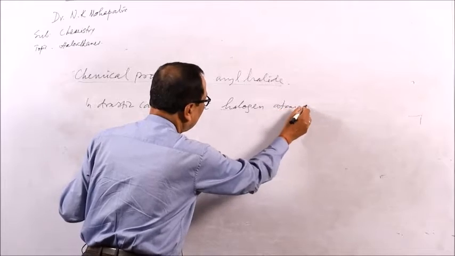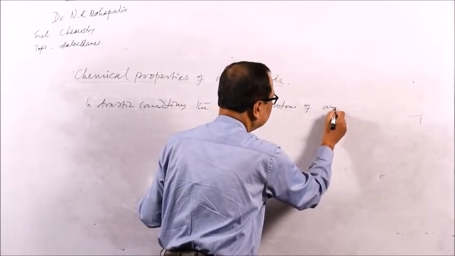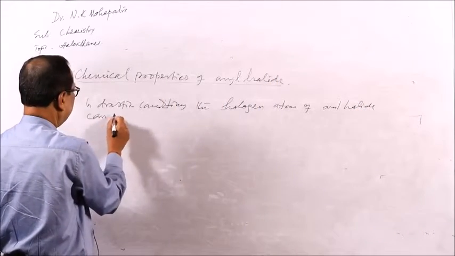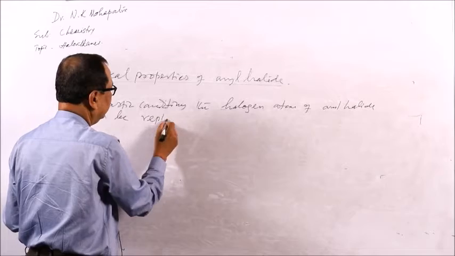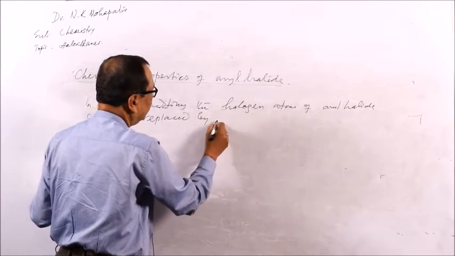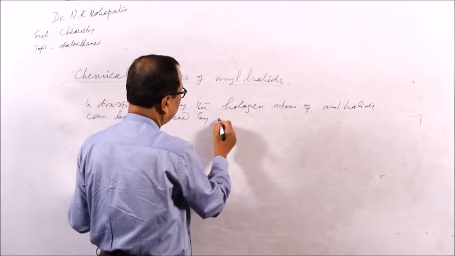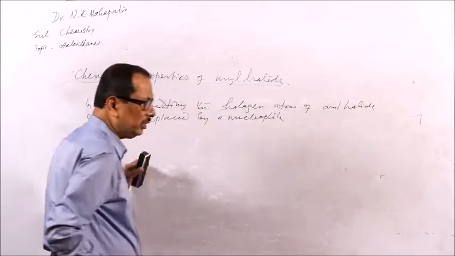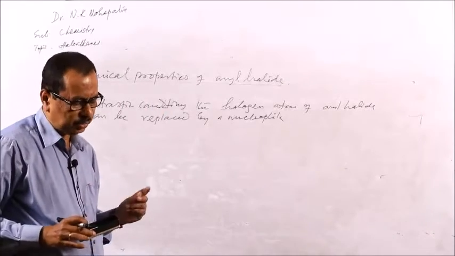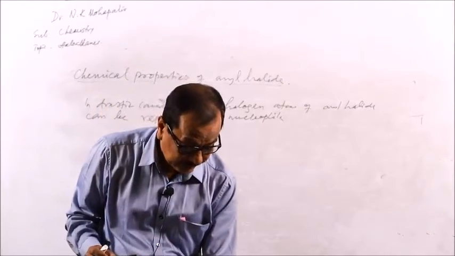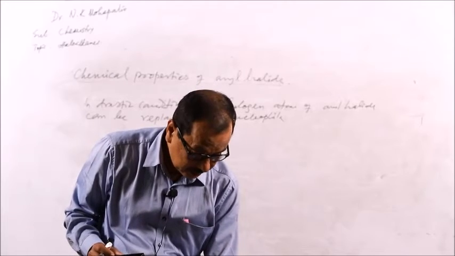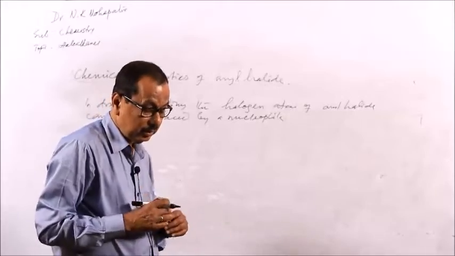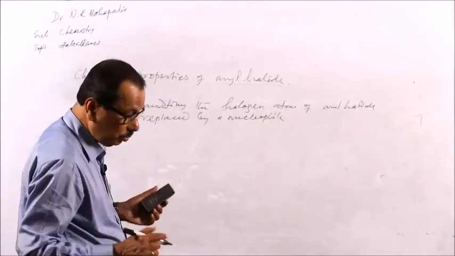Under drastic conditions, the halogen atom of aryl halide can be replaced by a nucleophile. For example, when chlorobenzene is heated with sodium hydroxide at high pressure and high temperature, we get phenol. That means the halogen atom is replaced by the OH group.